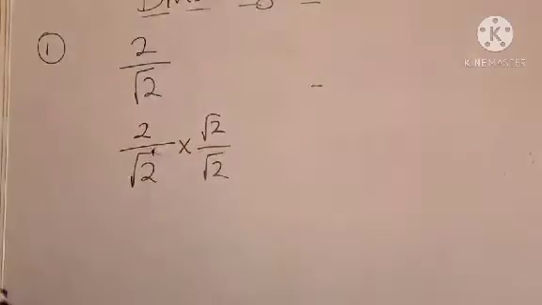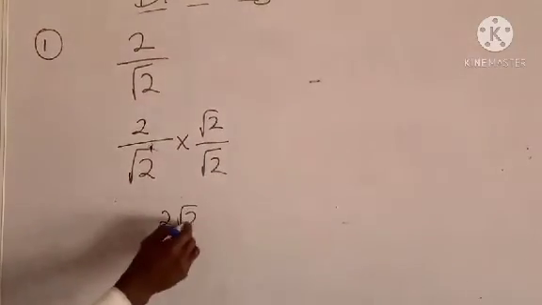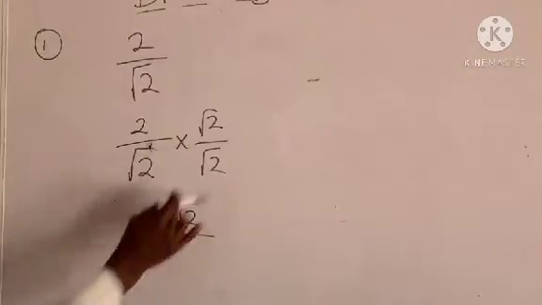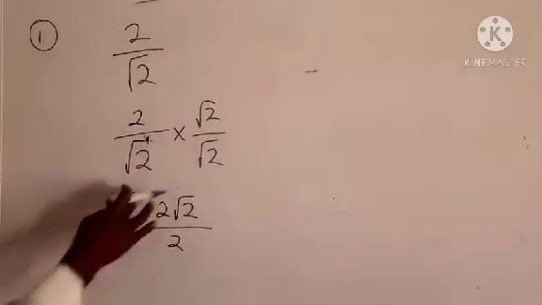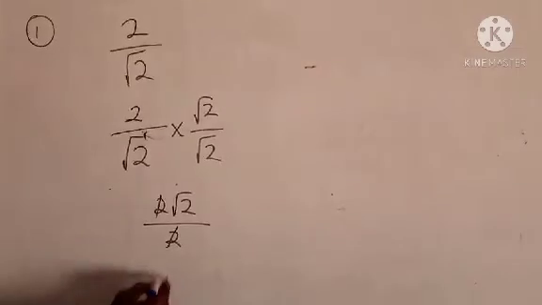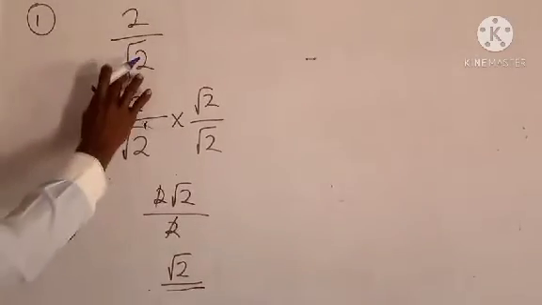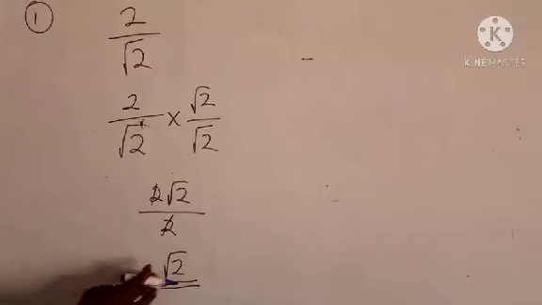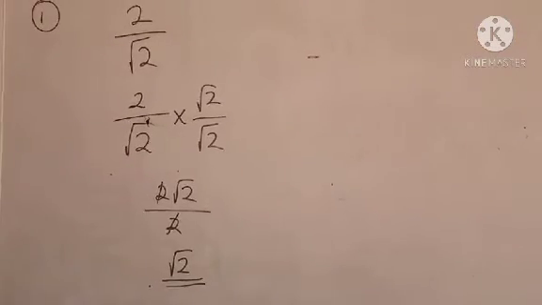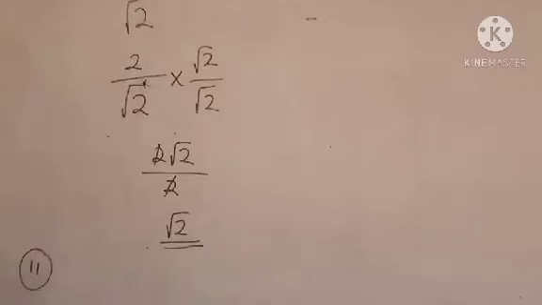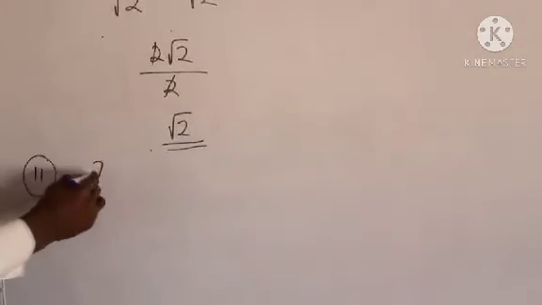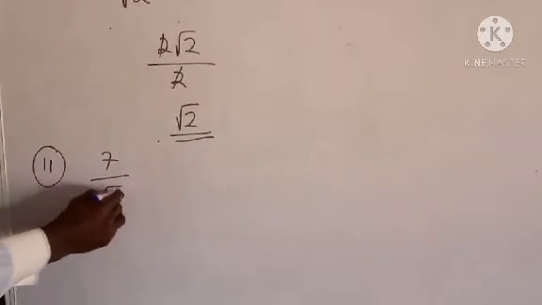2 times root 2 gives 2 root 2. Root 2 times root 2 gives 2. The 2's can cancel out, giving you the final answer as root 2. So when 2 over root 2 is rationalized, what you have is root 2. Let us take a second example. You're asked to rationalize 7 over root 18.